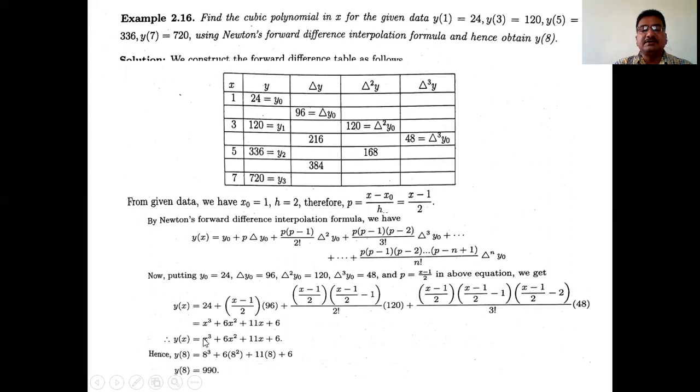Okay, and then we have this answer, x cube plus 6x square plus 11x plus 6, and we can verify this answer by substituting x is equal to 1, we get answer 24. If we substitute x as 3 in this polynomial, then we get the answer 120. If we substitute x is equal to 5, we get answer 336. If we substitute 7, then we get answer 720. And so the further question is hence find y8. So y8, substitute x as 8, and we get the answer 990.